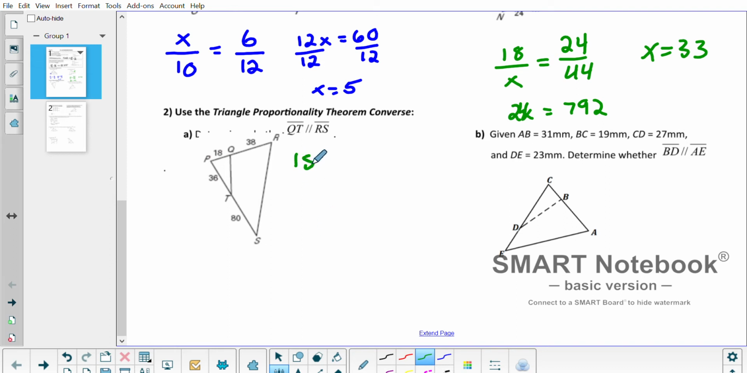So our proportion here would be 18 over 38 is equal to 36 over 80. And now we can either use cross products or we can just reduce. Probably easier here. Let's just use cross products on this one, and we can go from there. So if I use my cross products, 18 times 80 is going to give you 1,440 equals 36 times 38.